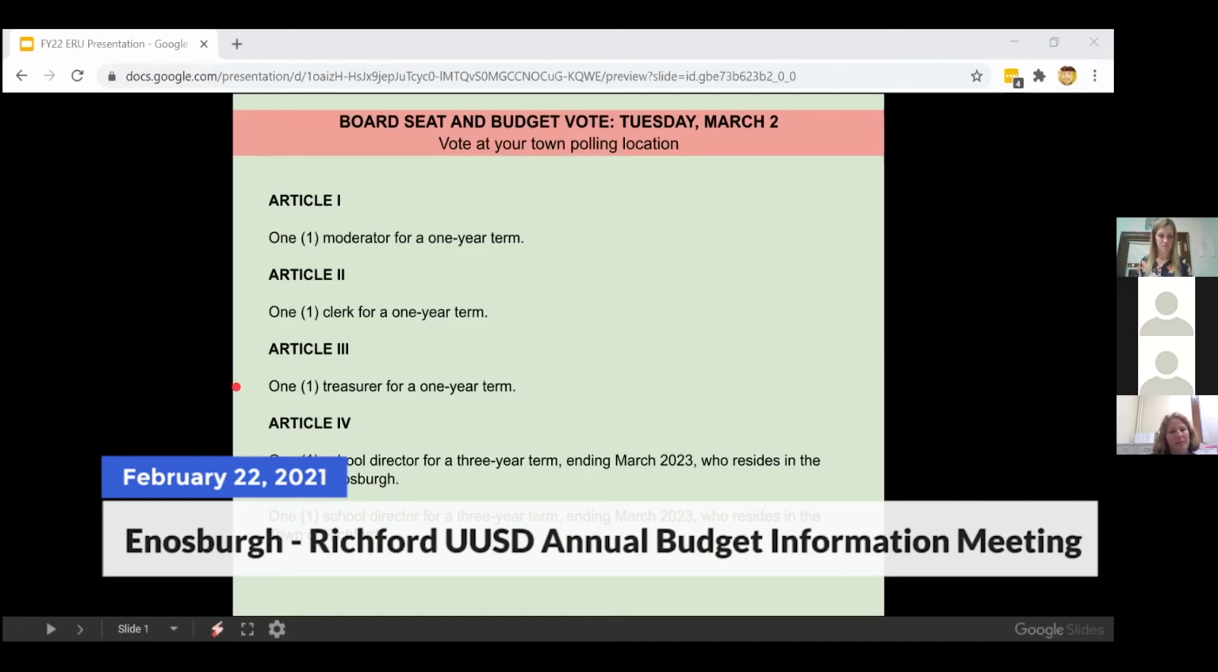Then we go to Article 4, which is one school director, 3-year term. And then we have a school director, another 3-year term, one from Enosburgh and one from Richford.